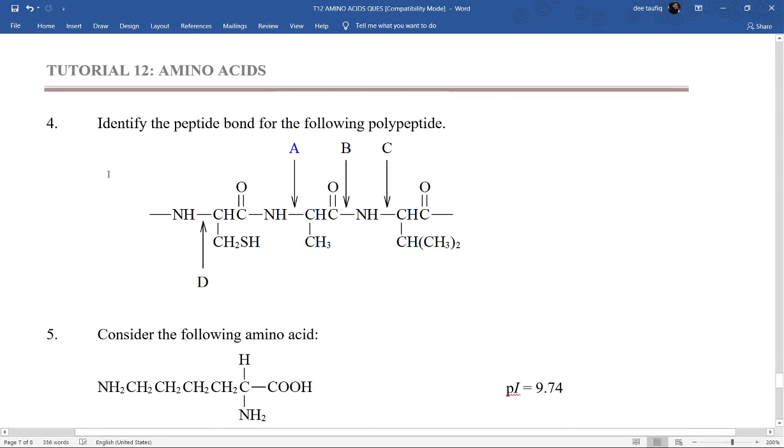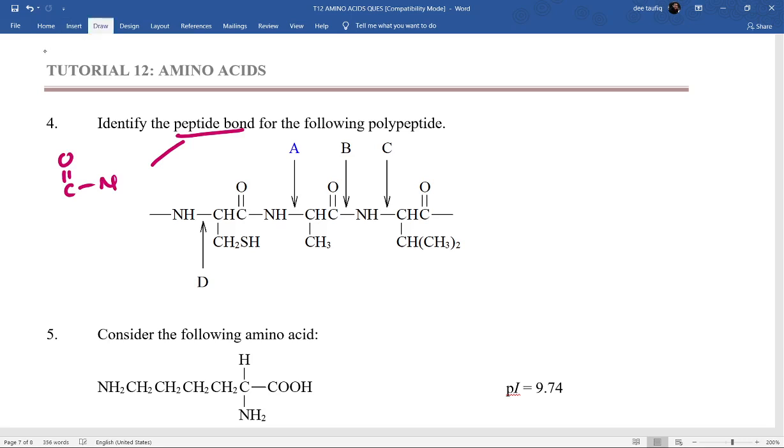Number 4. Identify the peptide bond. So ingat peptide bond tadi dia mesti pada C double bond O dengan N. So kita nak balik yang ni. So, peptide bond mesti yang ini, between C double bond O dengan N. Ini bukan, patutnya yang ini. Ini bukan. Ini bukan. So B lah.